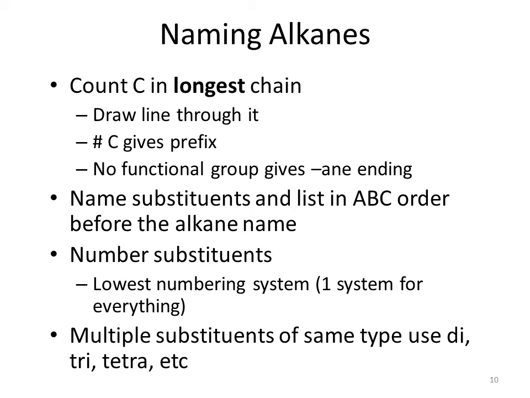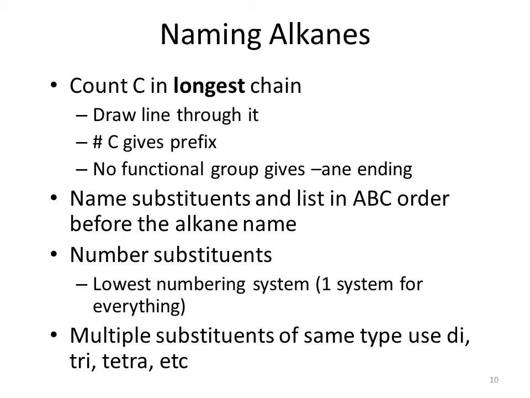When you see there are no functional groups besides carbon single bonds and hydrogens on the carbon, then you give it the -ane ending. You name all the substituents and list them in alphabetical order in front of the alkane name, and then you number their place on the chain, making sure you have the lowest numbering system, and don't switch numbers. It's one system. You can't number from one end and then number from the other.